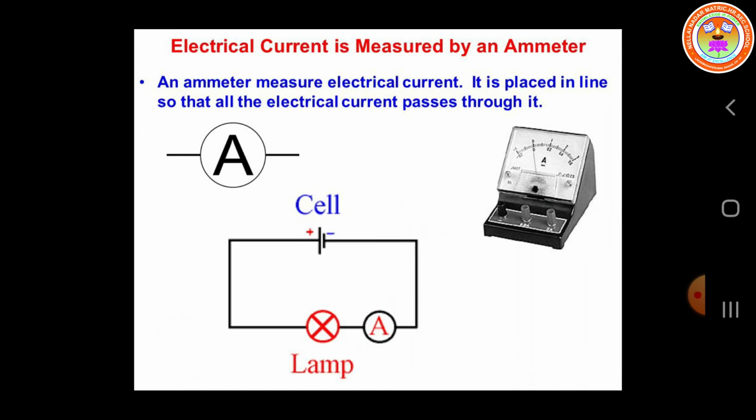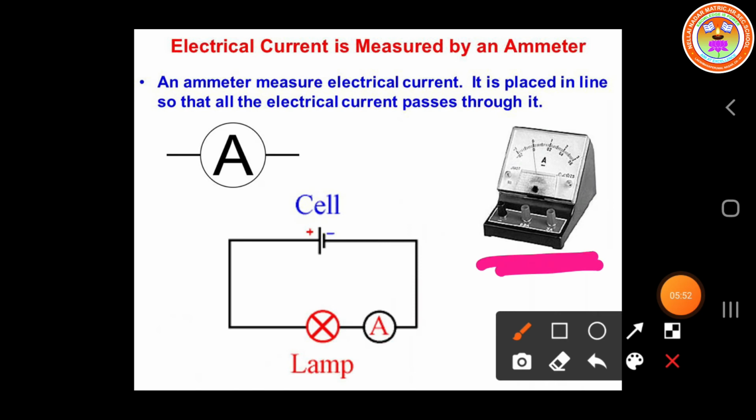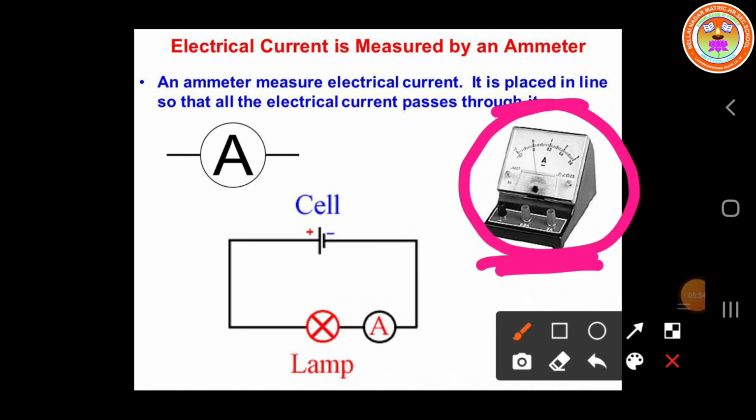Next, let me explain about measurement of electric current. We need to measure the electric current, that is, how much electric current flows in the circuit. Definitely we need to know. Electric current is measured using a device called an ammeter. So here we have an ammeter, an instrument used to measure the electric current. Here we have a positive and negative end.